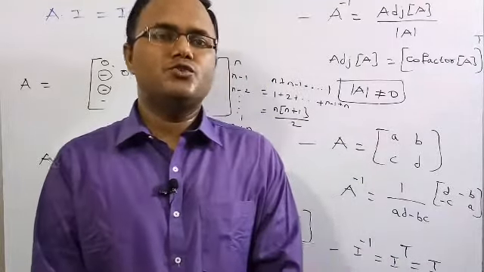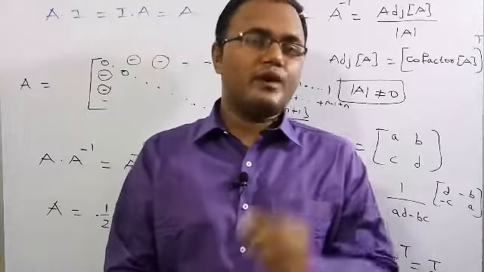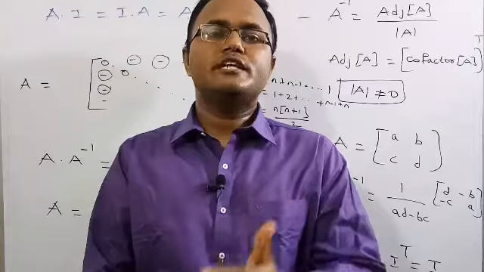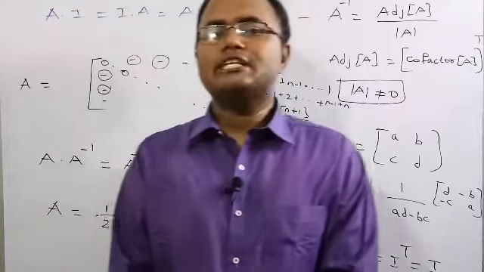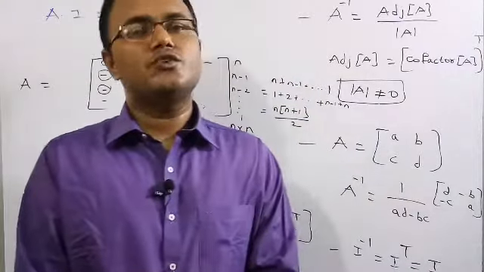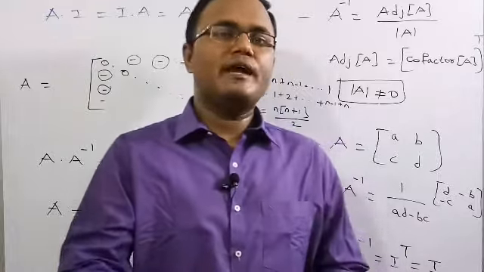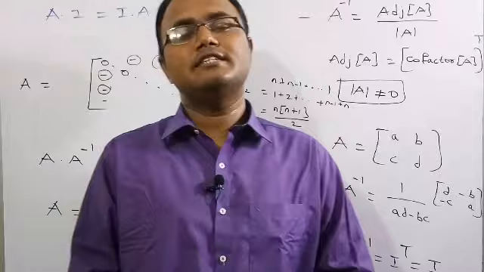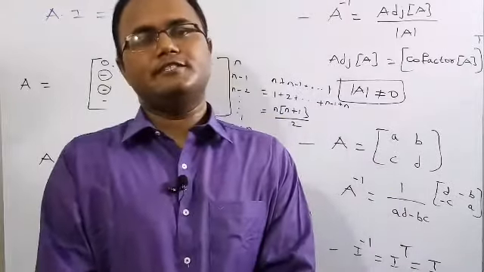For a symmetric matrix, we have already told you that it has to satisfy a condition, which is A transpose is equal to A. If any matrix satisfies A transpose equal to A, meaning the transpose of the matrix itself is equal to the same matrix, then we can blindly say that matrix is a symmetric matrix.